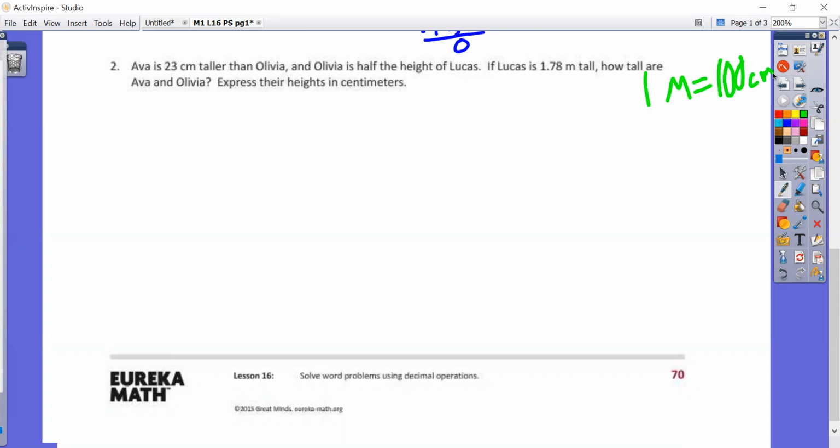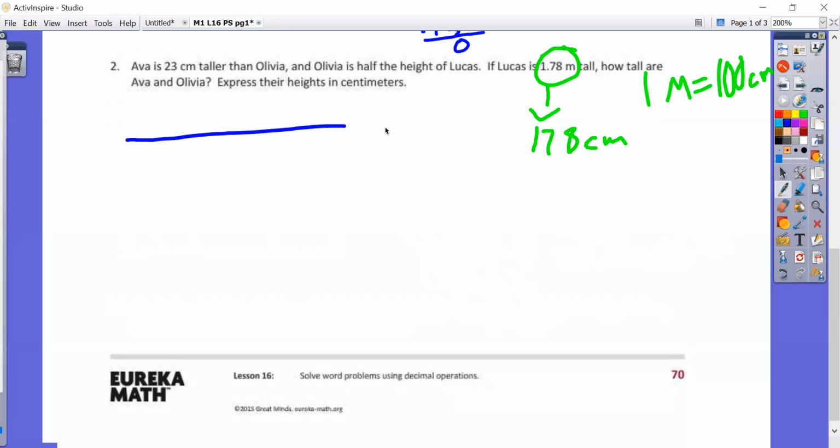So that means 1.78 meters is really 100 centimeters plus 78 hundredths of a meter, which would be 78 centimeters. So this should be really 178 centimeters. So now that we've converted that, let's go ahead and draw a tape diagram real quick.